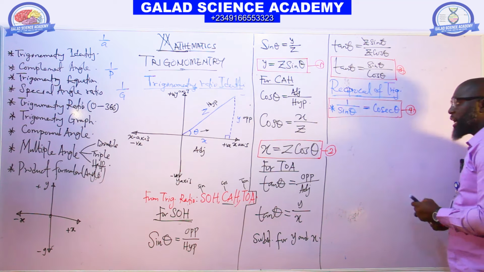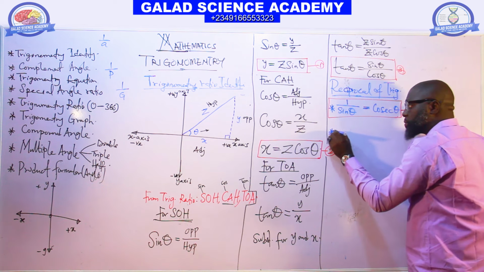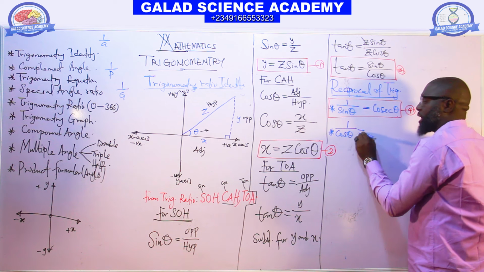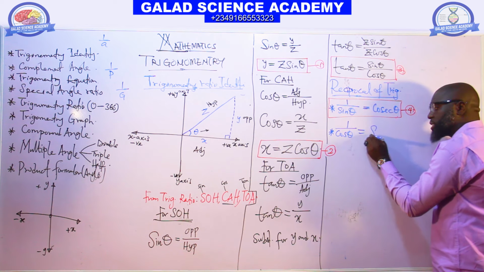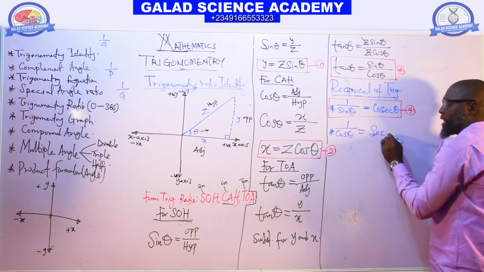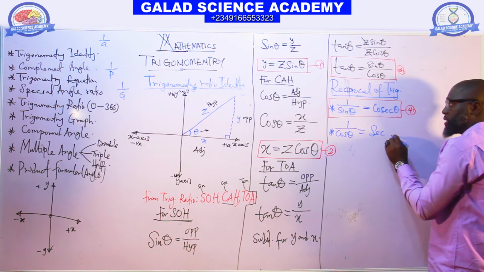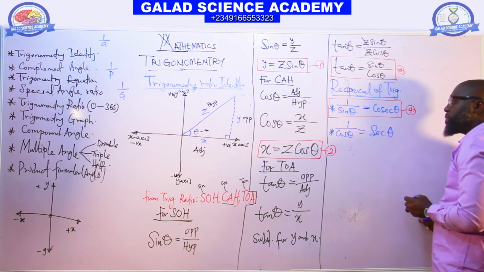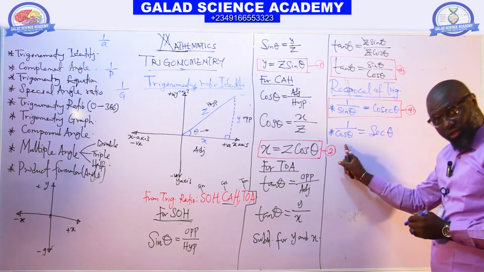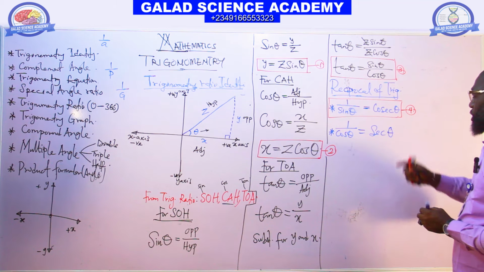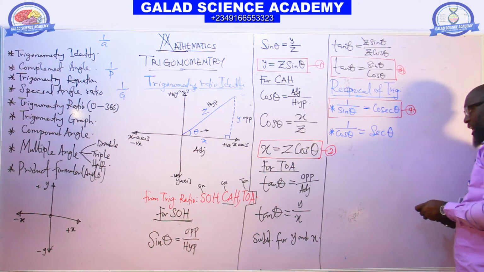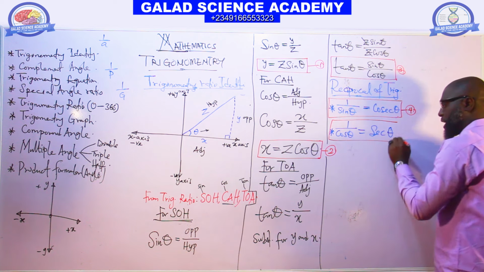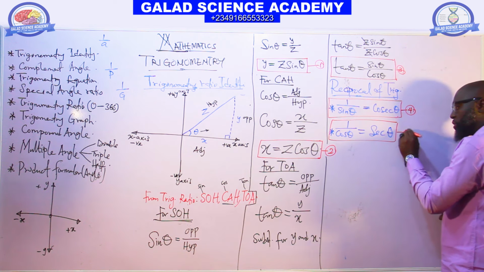If we have the reciprocal of cos theta, it always gives us sec theta. 1 over cos is secant, and secant can also be written as sec. This is equation 5.